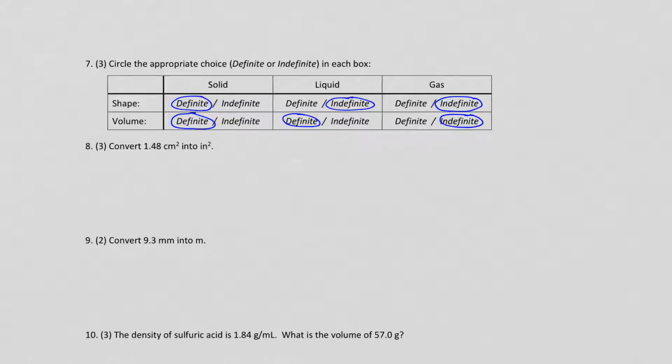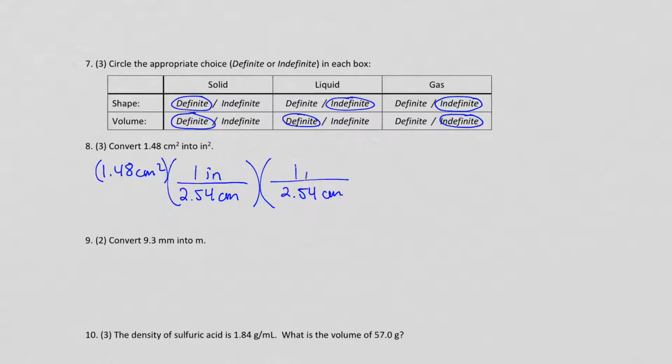Here we go. Just going to do some quick dimensional analysis problems and be done with this video. 1.48 centimeters squared to inches squared. We start with 1.48 centimeters squared and multiply by our conversion factor between centimeters and inches, which is 2.54 centimeters per 1 inch. Remember, we do that twice because we are going from centimeters squared to inches squared. That gets us to 0.229 inches squared, with 3 significant figures because there were 3 significant figures given in the problem.